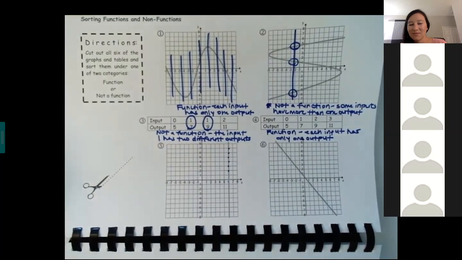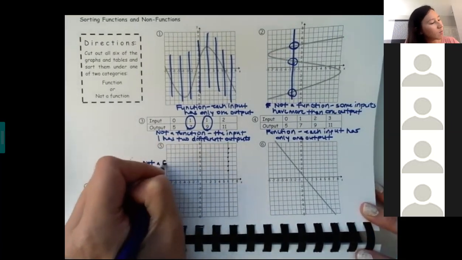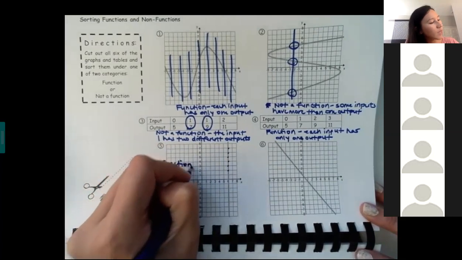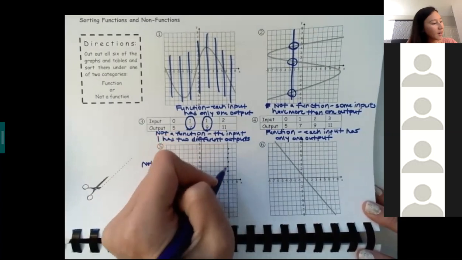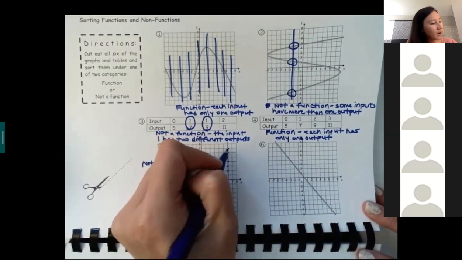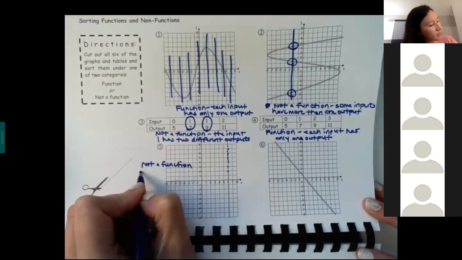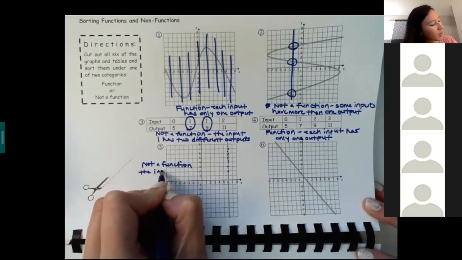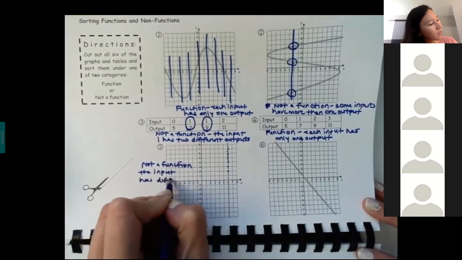No, it's not a function. Right. So this is a vertical line, right? And it crosses here, here, here, here, and everywhere in between too. So it's not a function. The input has different outputs.